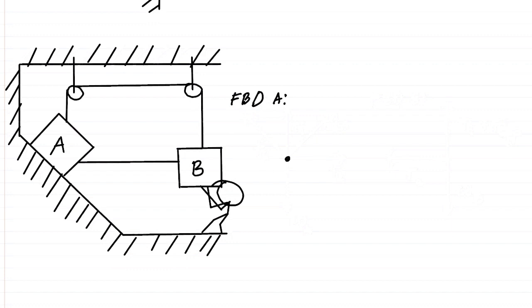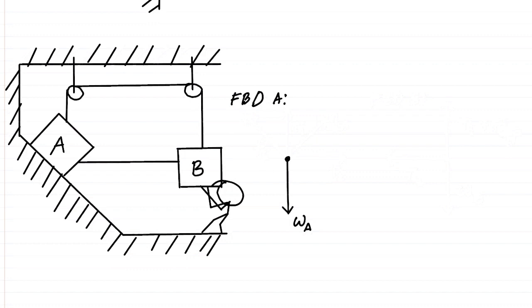Tapos, let us list down all the forces acting on object A. So again, since A has mass, meron tayong weight. And the direction is always downwards if you are near the surface of the planet. Okay? So again, we've specified na kay A ito siya na weight.